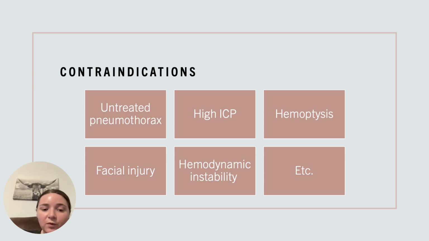So for an untreated pneumothorax, we don't want to increase any more pressure by giving this therapy, and the same goes for high intracranial pressure. The body is under so much pressure already, we don't want to do more harm than good by giving these therapies. For hemoptysis, if they're throwing up blood, they're not going to be able to complete the therapy properly. The same goes for facial injury. If they have injuries on their face, they're not going to be able to get a tight seal on the mouthpiece and complete this therapy in the proper way.